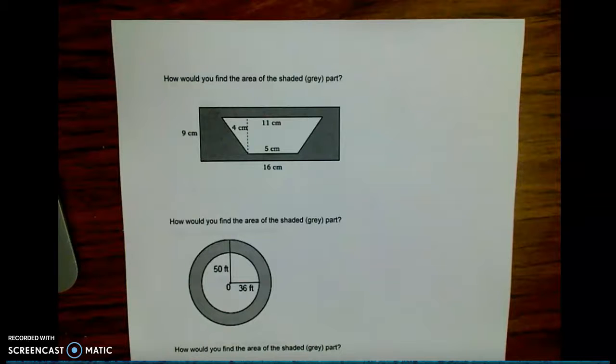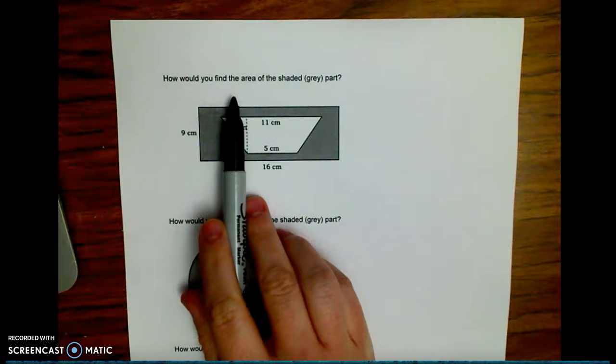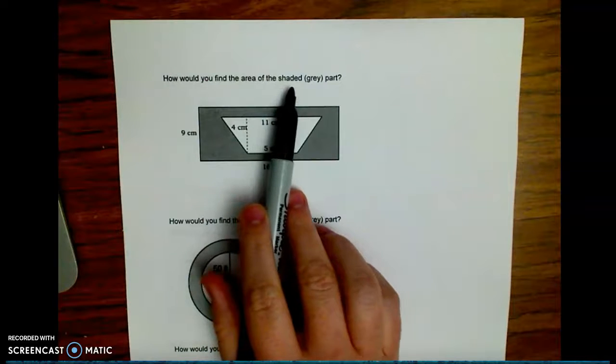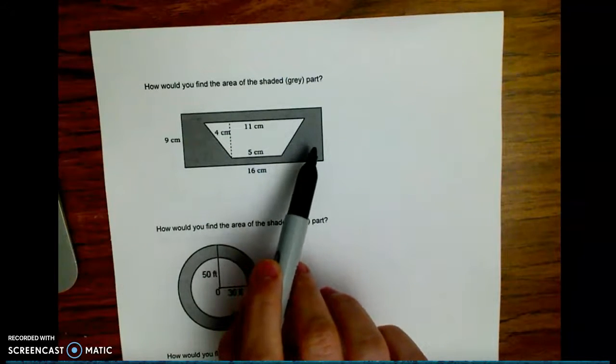Today I would like to bring together all of your knowledge about these shapes that we've been studying. Area, perimeter, circumference, all of it. So let's take a look at this first example here. How would you find the area of the shaded part? Not the whole thing, just the gray area.